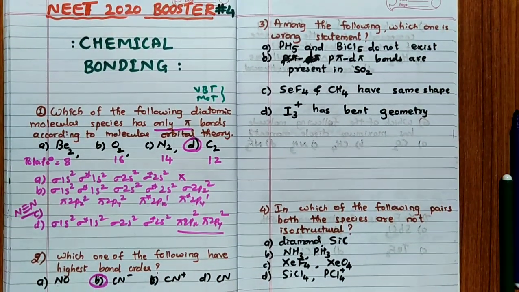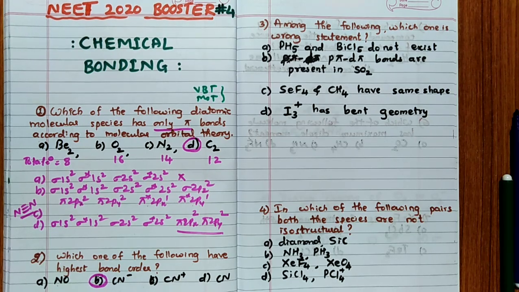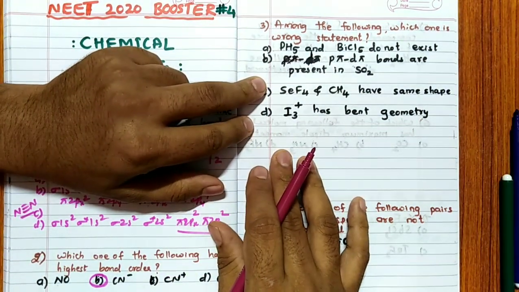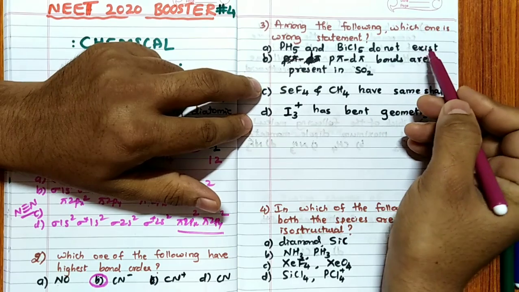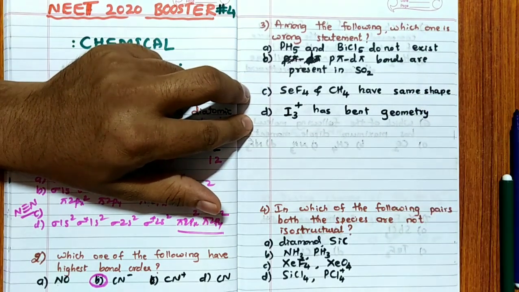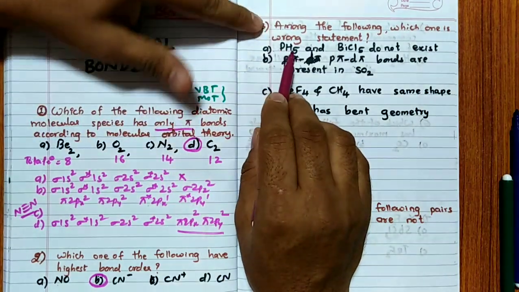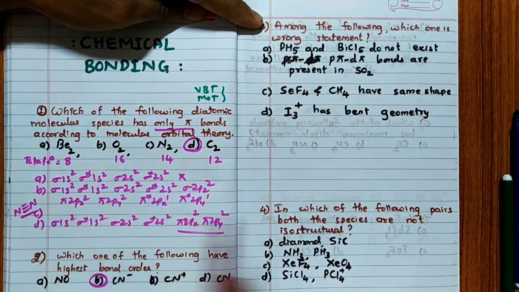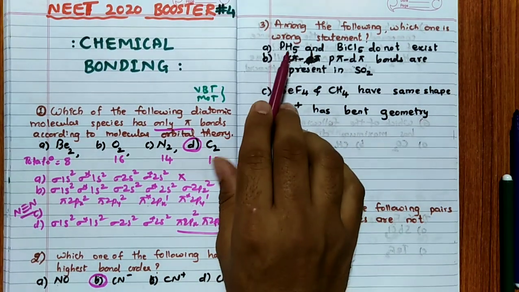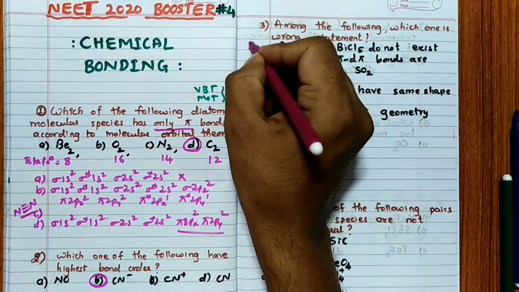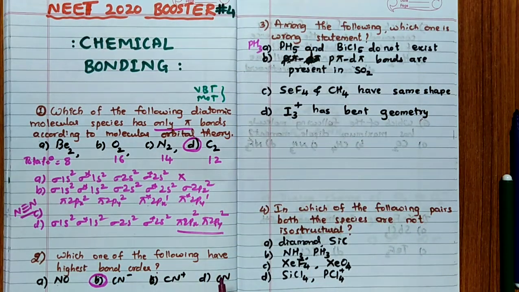Then, among the following, which one is the wrong statement? Remember, it is very simple. PH5 and BiCl5 do not exist. Yes or no? See, PH5 definitely does not exist. Remember that point: the hydride of phosphorus is maximum PH3. PH5 is not stable. It does not exist.